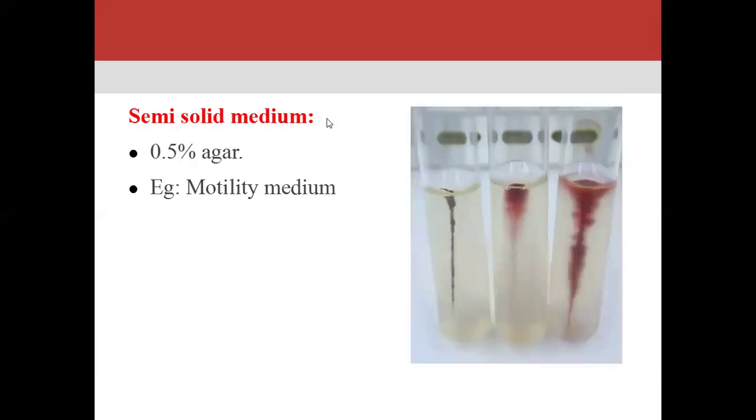Next, semi-solid media. So how to prepare the semi-solid media? Generally, if we add 2% of agar, it will be a solid media. Then just reduce the agar percentage. If you add 0.5% of agar, then it will be a semi-solid media. The purpose of this semi-solid media is to check the motility. So we can check the motility of the bacteria, that is the movement of the bacteria.